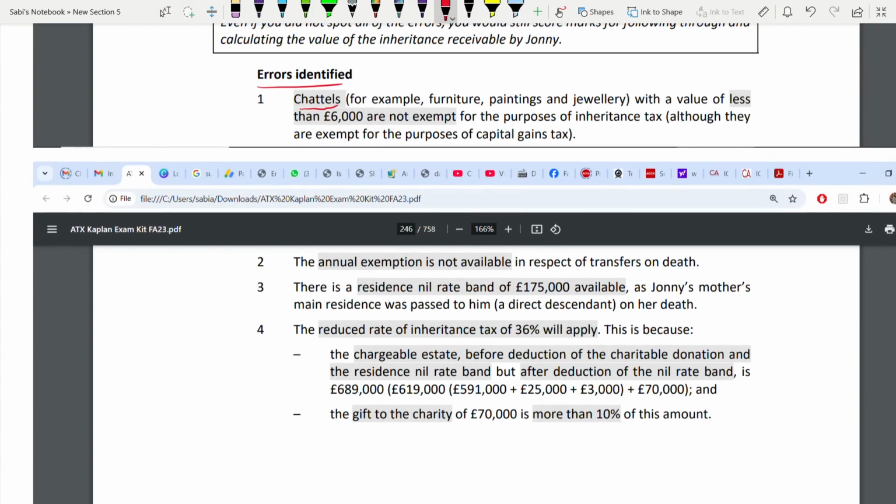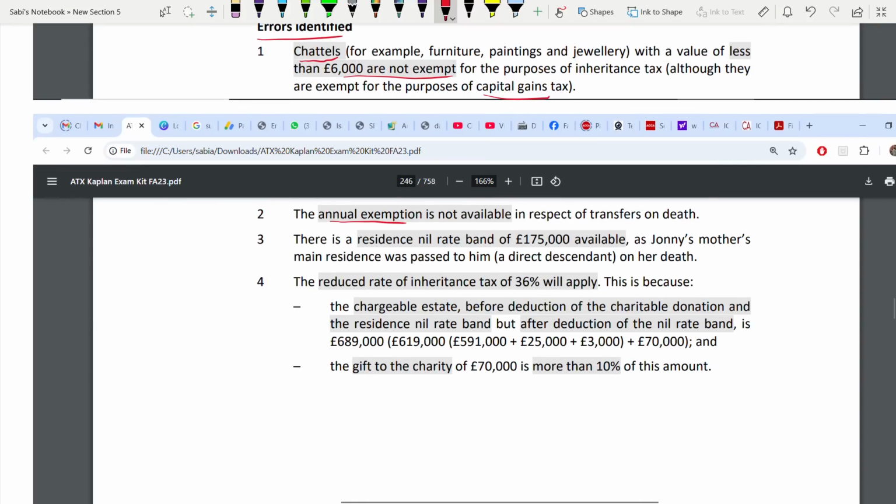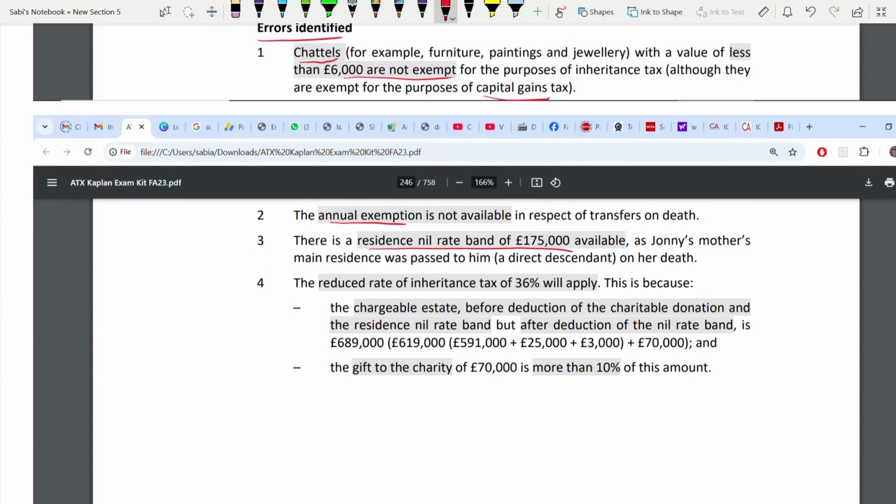First error. Chattels of 6,000 not exempt. It is exempt for CGT, not IHT. Second, annual exemption. Not available in death estate. Third, the residence nil rate band of 175,000 is available. Why? Because Johnny's mother's main residence goes to a direct descendant, which is to Johnny. So if it goes to the children, there is a residence nil rate band of 175,000 available.